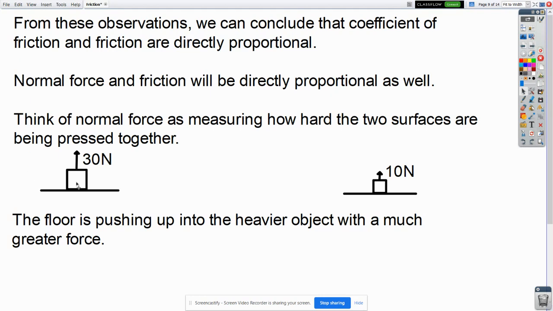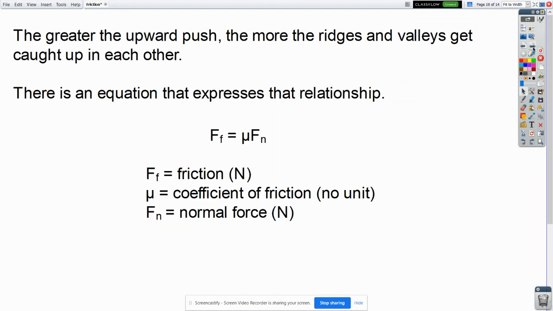So here I have a 30 Newton normal force, a 30 Newton object. Here I have a 10 Newton object. This one would experience, well, exactly, if the surfaces are the same, exactly 3 times the force of friction that this one would. And the reason it would experience 3 times more friction is because the normal force is 3 times greater. The two surfaces are being pushed together with 3 times as much force.